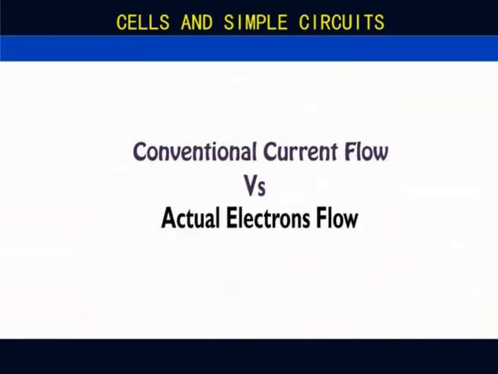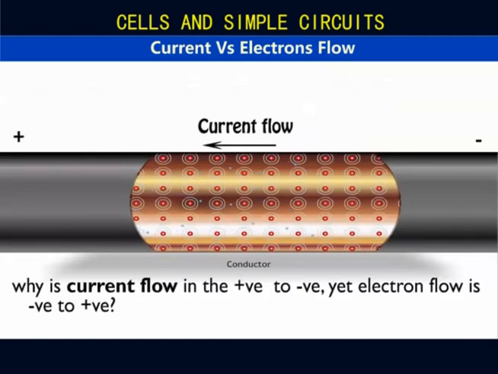Now, let's talk about something that many people find confusing: conventional and actual electron flow. One of the most confusing things about the study of electricity is why current flows from the positive to the negative terminal, even though electron flow is from the negative to the positive terminal.